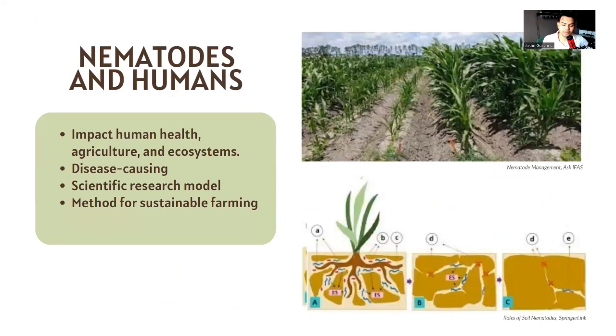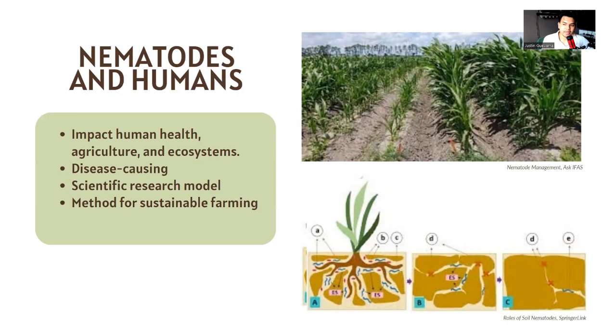So, nematodes and humans. They have a complex relationship, and it's a bit like a double-edged sword. On one hand, some nematodes can cause diseases in humans, animals, and plants, leading to health problems and economic losses in agriculture. These parasitic nematodes infect their hosts, causing conditions like intestinal infections, skin diseases, and crop damage. So, in that sense, nematodes can be harmful to us.